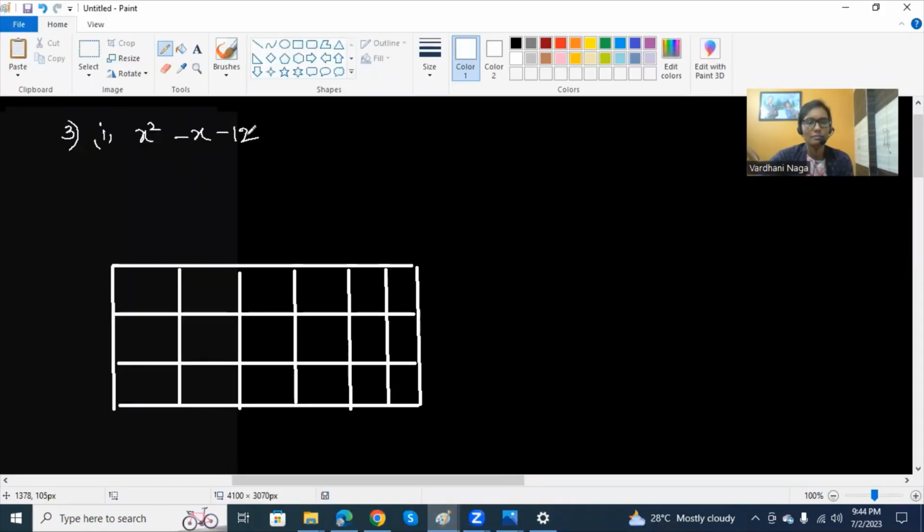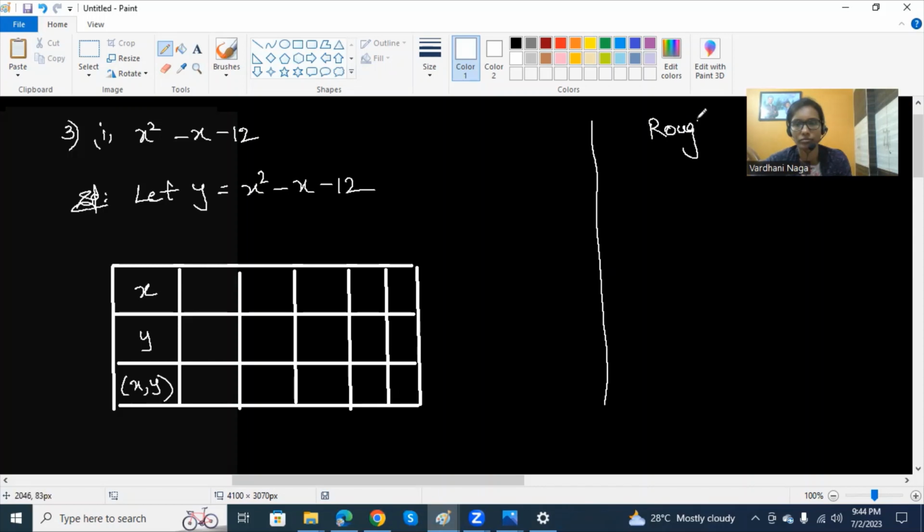x square minus x minus 12. Solution. Let y is equal to x square minus x minus 12. So draw one table which projects 5 different values of x and y pairs. Take the first row as x, the second row y, and the third row the x comma y ordered pair. For finding the values of y for the different values of x, you need to do some rough work.